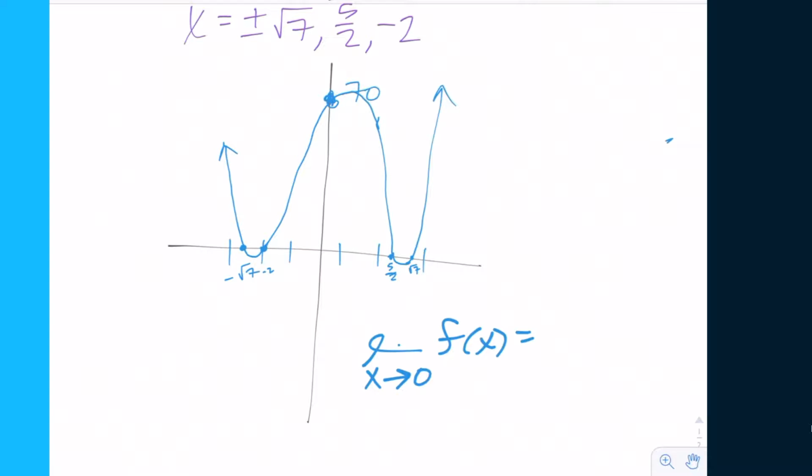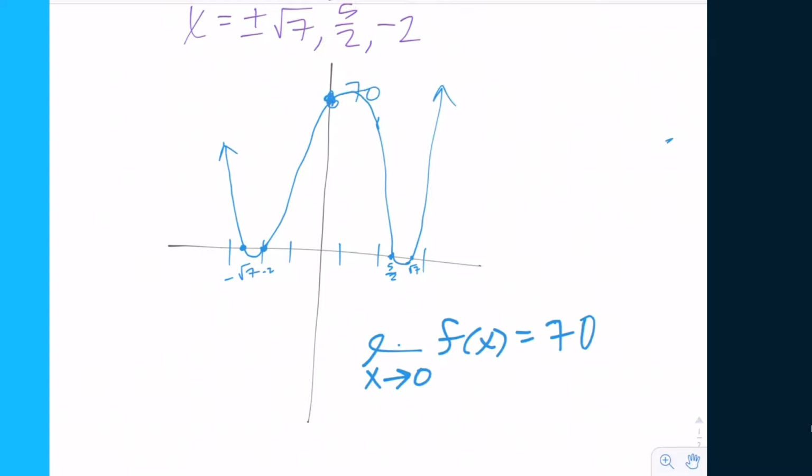What's that? General limit. 70. Good. Where are polynomials continuous? What's the domain of polynomials? All real numbers. So polynomials are continuous for all real numbers.